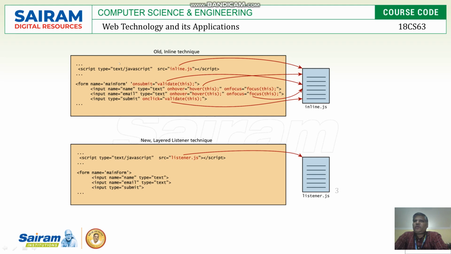Here is the old way of communicating the events and the new way of communicating the events. In the old way, the script type is JavaScript, the source is inline JS. Then the form name is main form, and onsubmit is the event: validate this. So this is a program being given. Then input type is name, type is text, onhover. This is a hover operation. When you take your mouse pointer over this, some color change or something is going to happen.